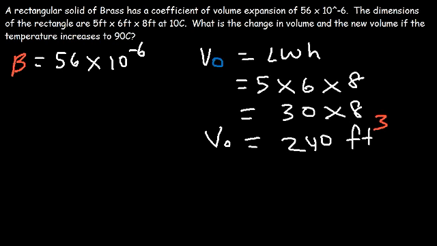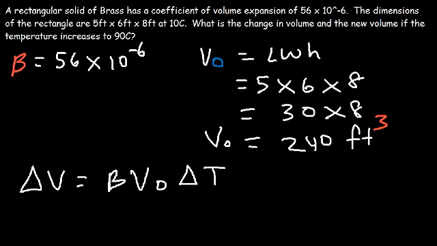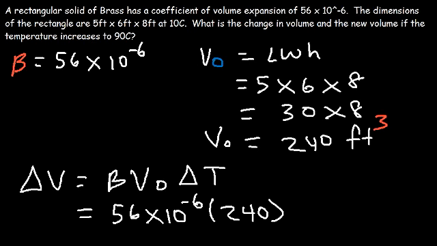So now let's calculate the change in volume using this equation. So it's going to be beta, the coefficient of volume expansion, times the original volume times the change in temperature. So beta is 56 times 10 to the minus 6. The initial volume is 240 cubic feet. And the change in temperature, final minus initial, 90 minus 10, which is a change of 80.